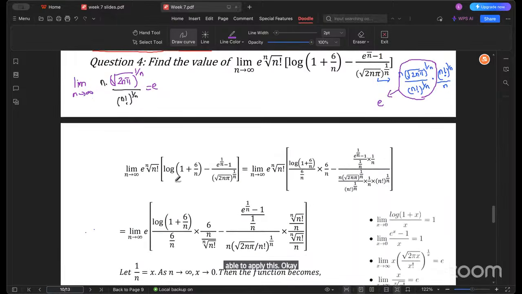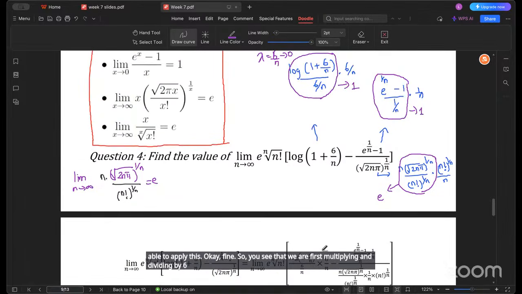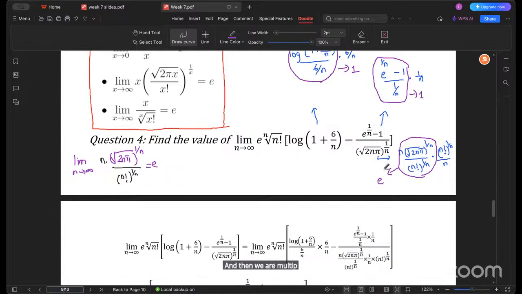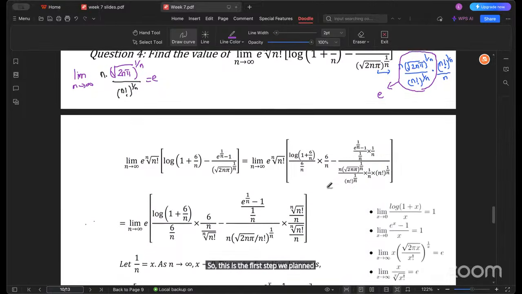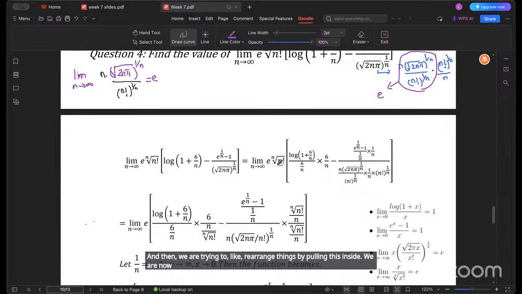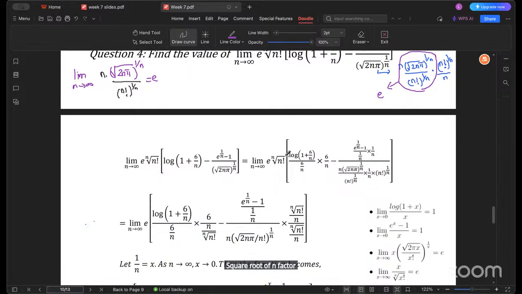Okay, fine. So you see that we are first multiplying and dividing by 6 by n. That was our first plan. And then we are multiplying and dividing by 1 by n in the numerator, and in the denominator we are multiplying and dividing with n and n factorial power 1 by n. This is the first step we planned, and we did that. Then we rearrange things by pulling this inside. We are now going to bring the nth root of n factorial inside.